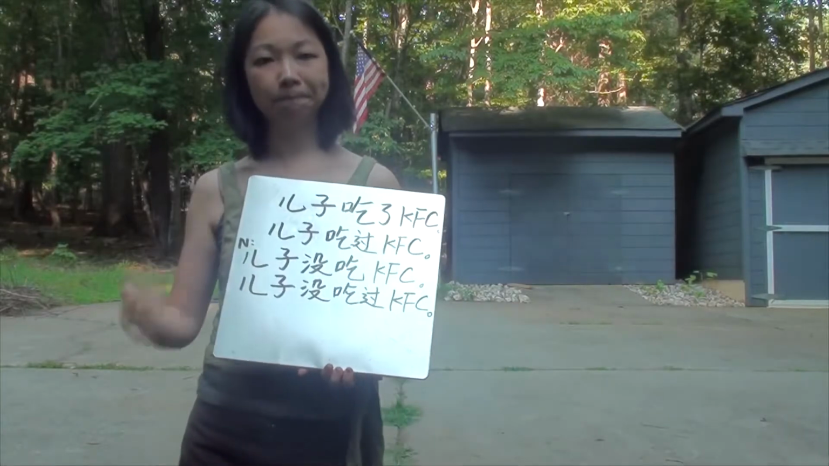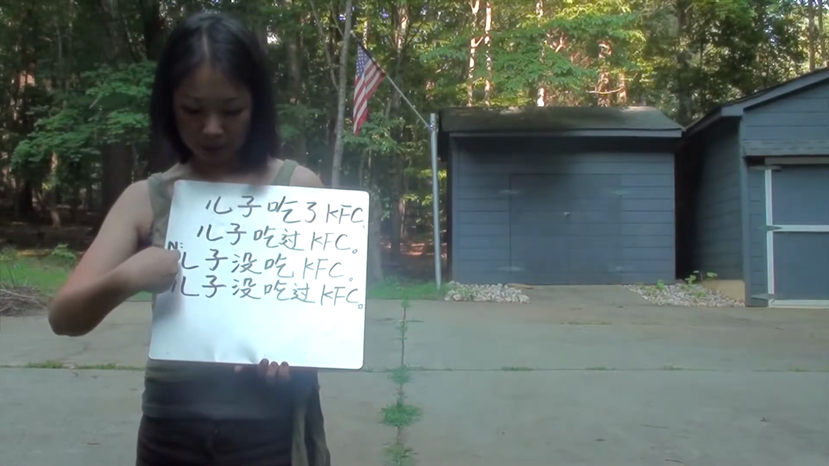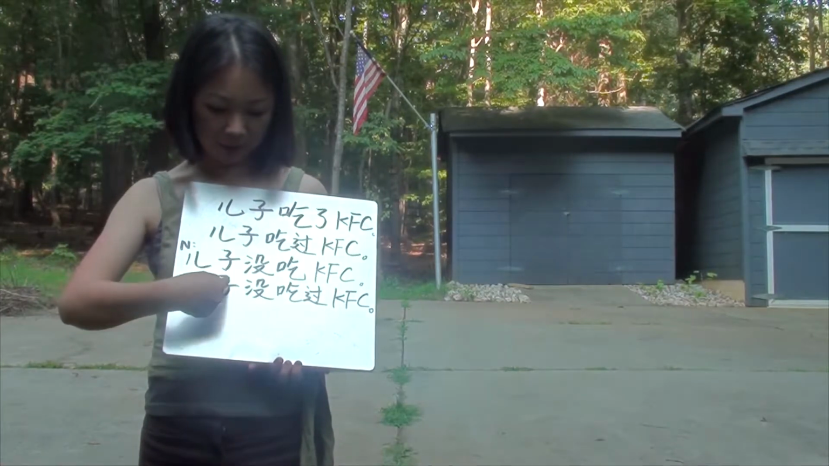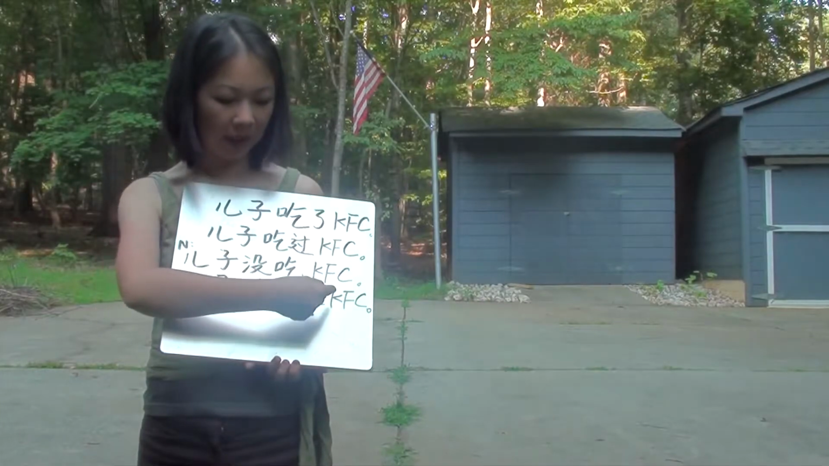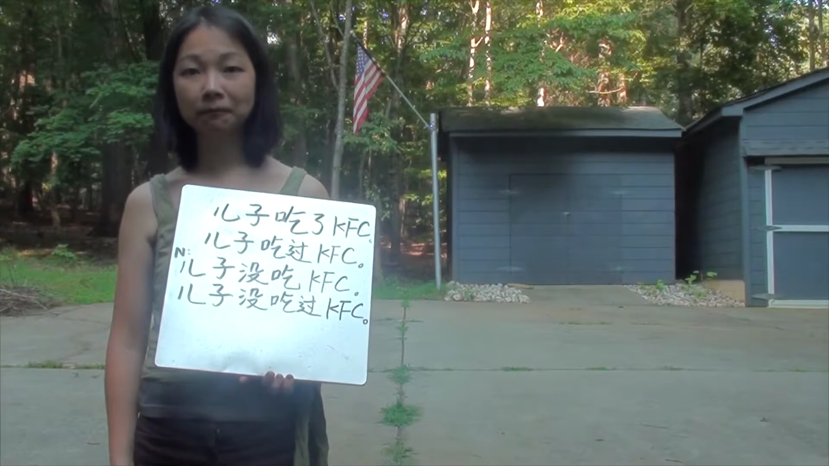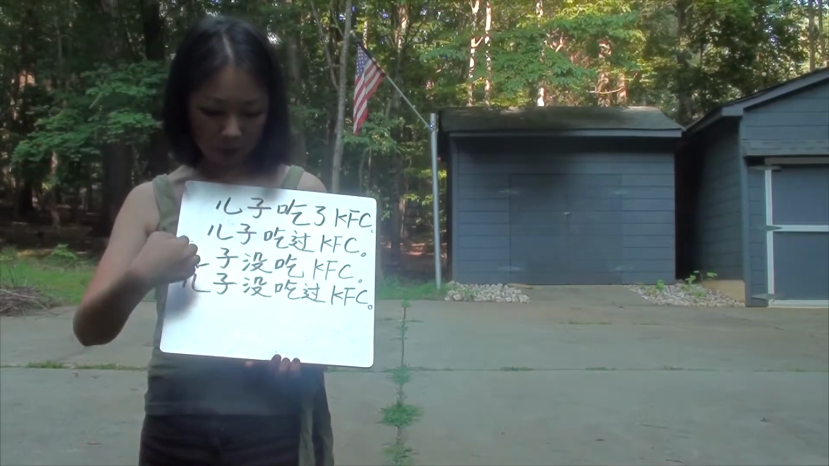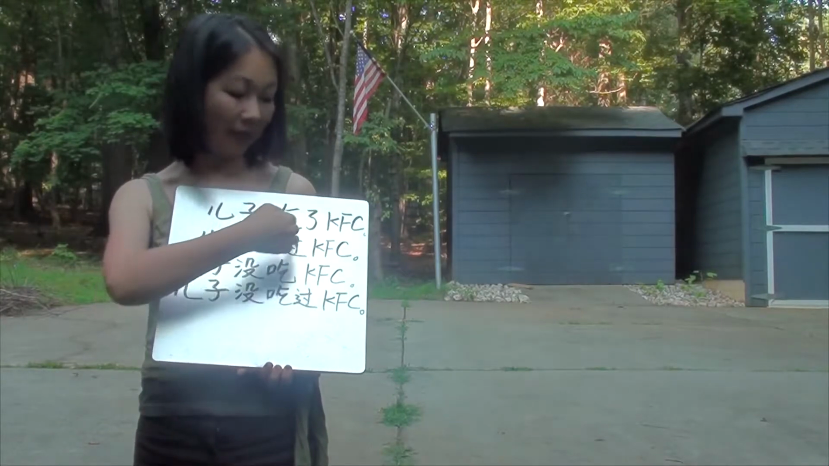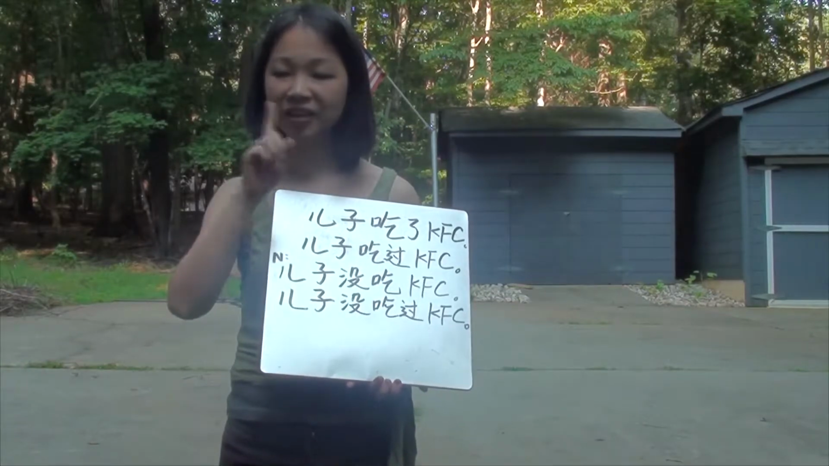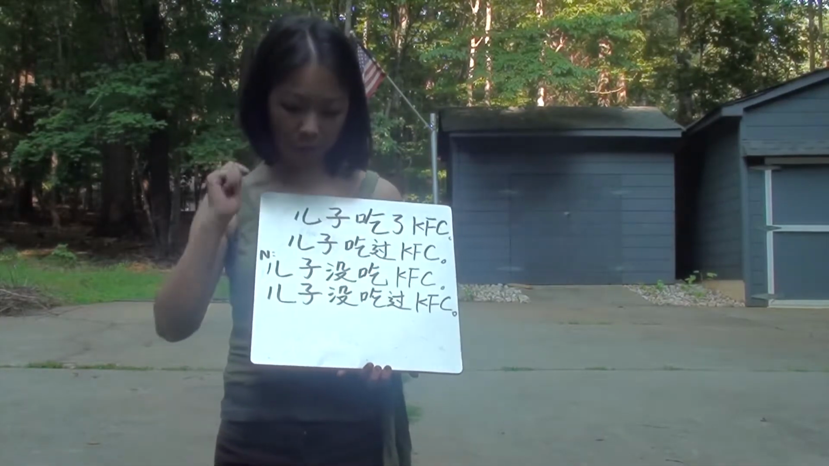Any other difference? Look carefully. 仔细看. 儿子没吃肯德基. 儿子没吃过肯德基. Any difference? Yeah, I found it. First one, 儿子没吃. You didn't say 了 anymore. Yes. So please remember, 了 has no negative form.